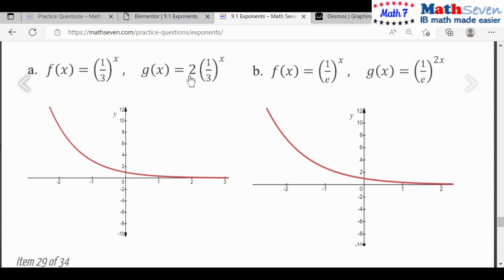Now take a look at this question. It says this is f of x and we need to graph g of x. What's the difference? We multiplied f of x by 2. So what does multiplying a function by 2 really do to the function?